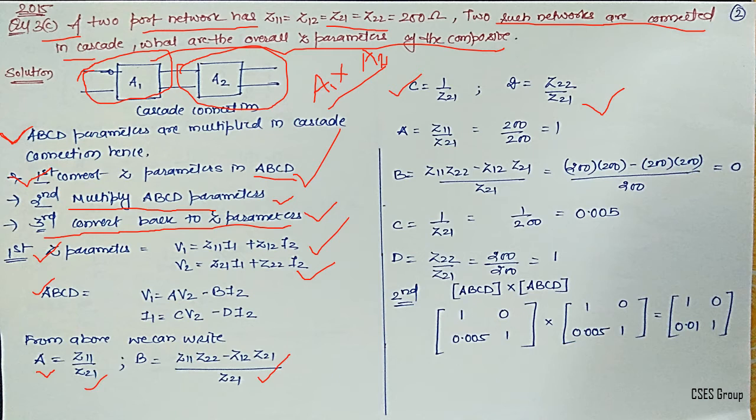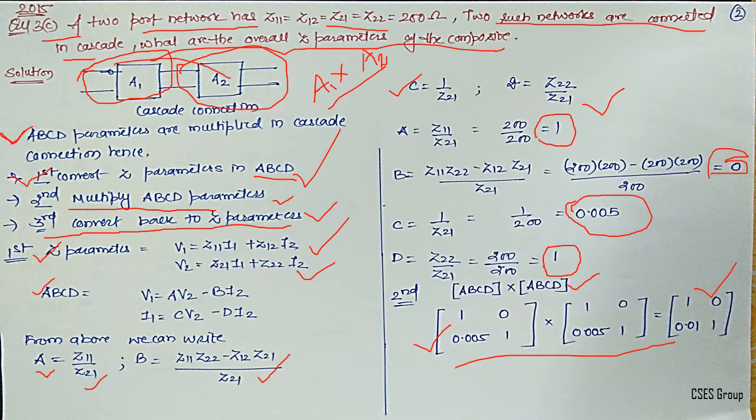Okay, so let us substitute these values and you will find A is 1, B is 0, C is 0.005 and D is 1. So let's write in the matrix form. Once you have that, see here, matrix multiplication I am writing. Once the matrix form is done, you just multiply them, and this is the overall ABCD parameter of this network.